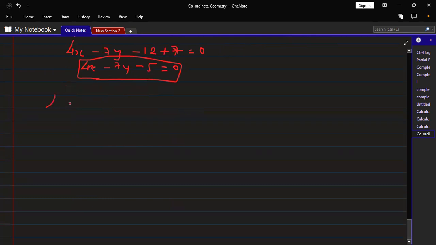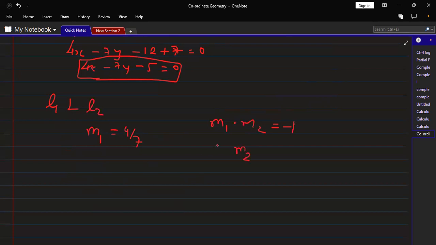Now L1 is perpendicular to L2, then what? We know that M1. What is M1? M1 is 4 by 7. We saw that above. Now we know that L1 is perpendicular to L2, then M1 into M2 should be what? Minus 1. Now we have to find M2. So M2 into 4 by 7 equals to minus 1. So M2 equals to minus 7 upon 4. Right, so we got M2.